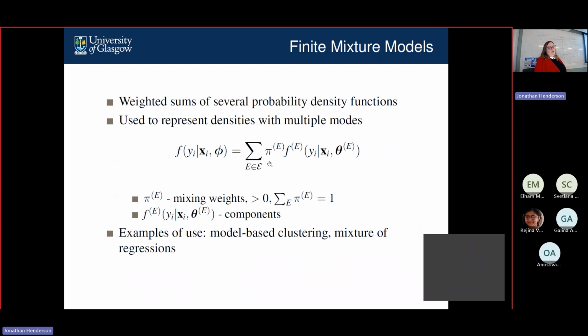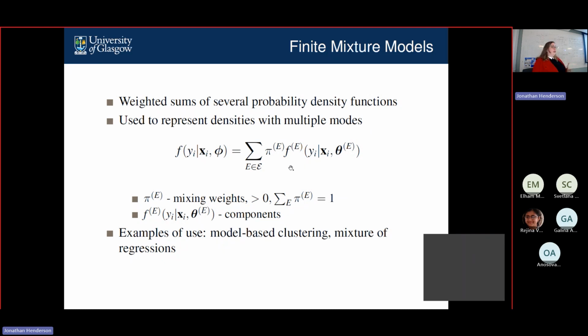The pi of E is basically the mixing weight, which says what proportion of the population falls into that particular subpopulation. When you sum all of those up together, that gives you a density for the overall population. Examples of this are, as I said before, model-based clusterings, or you could think about each of these being a conditional Gaussian, so a linear regression.